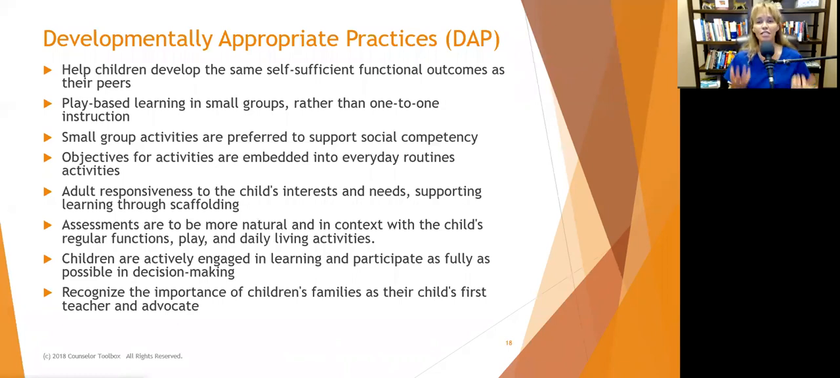So if we want to increase the amount that Johnny's talking and increase the amount that he actually verbalizes what he needs, we want to incorporate that into the routine. So asking him, what do you want to do? And if he says, I want to go play, what do you want to play with? And encouraging him to talk more and really articulate what he wants. Adult responsiveness to the child's interests and needs is important, and we support learning through scaffolding, and we'll talk about that in a second.